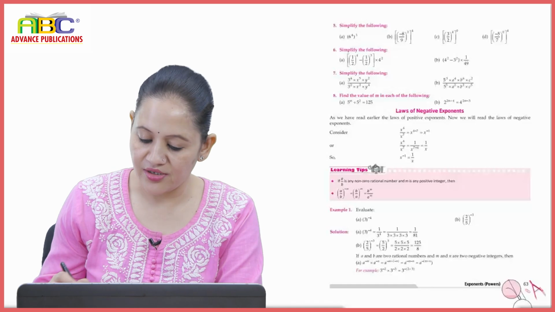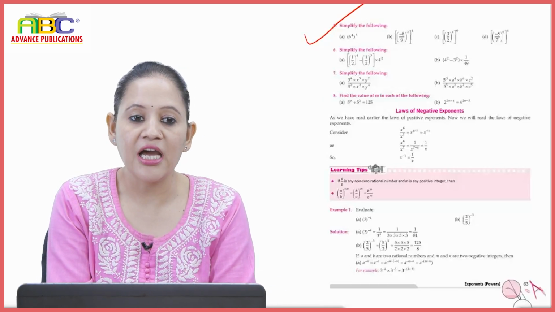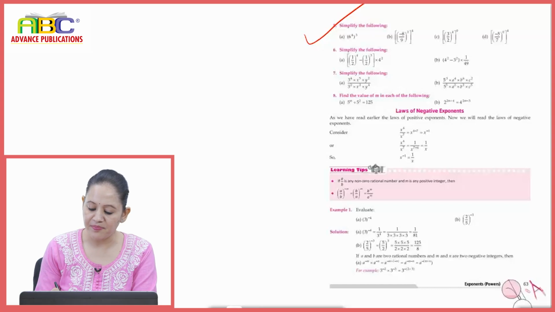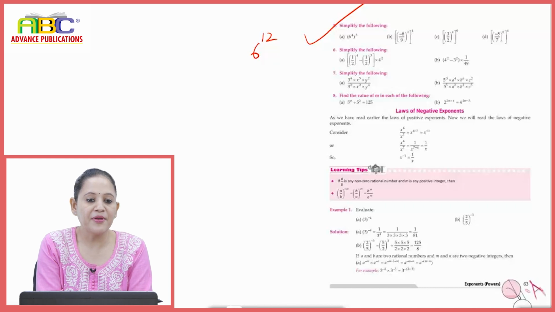Next, simplify the following. 6 is to power 4 and whole power 3. So here the powers multiply. 6 to the power 4 into 3, that is equals to 12.